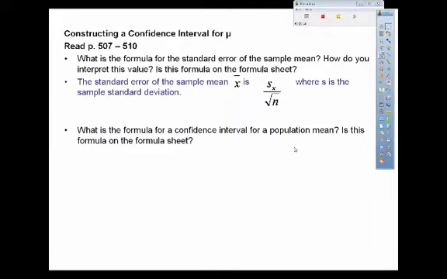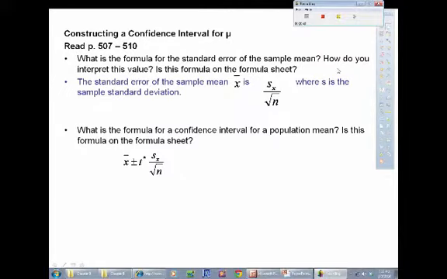What is the formula for the confidence interval of a population mean? Is this on the formula sheet? Well, there's the formula: x bar plus or minus t star times the standard deviation of x over the square root of n. Is this formula on the formula sheet? No, it is not on the formula sheet.